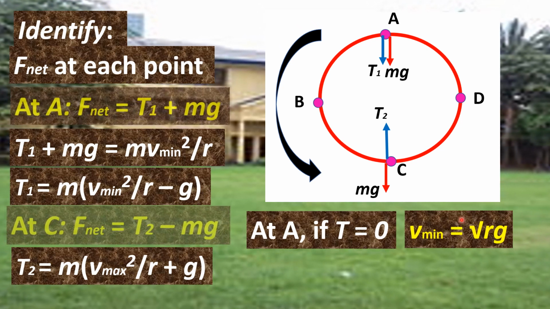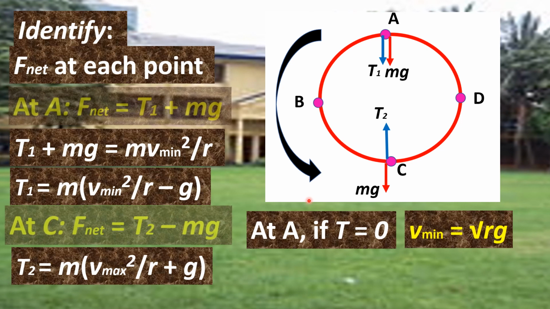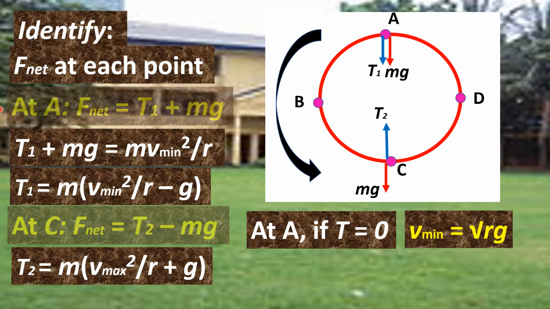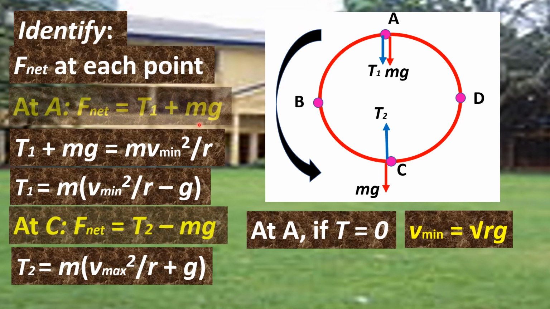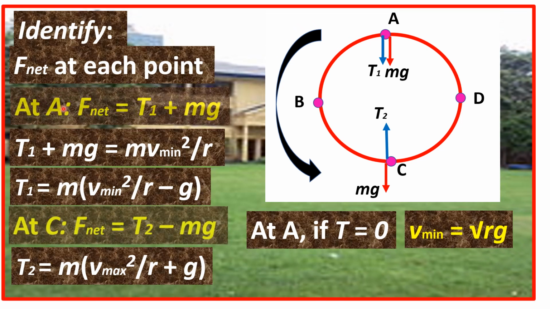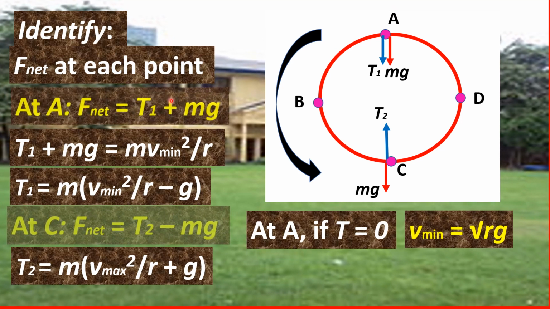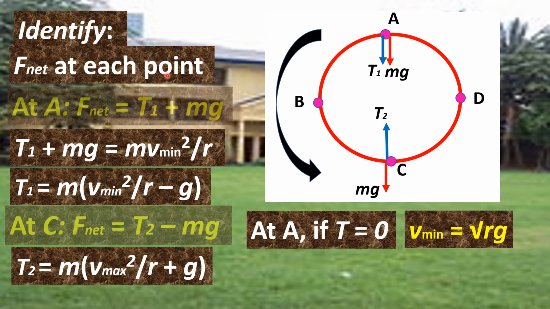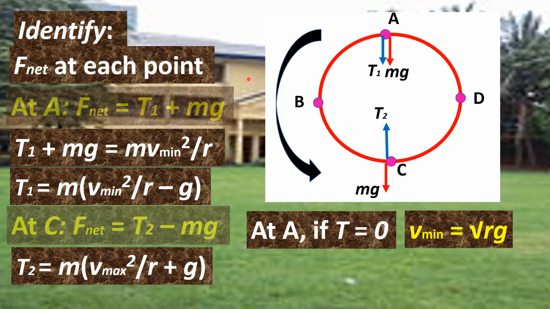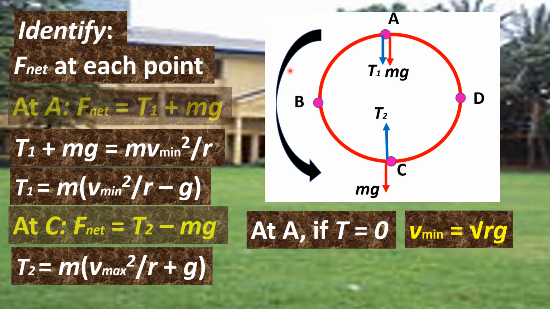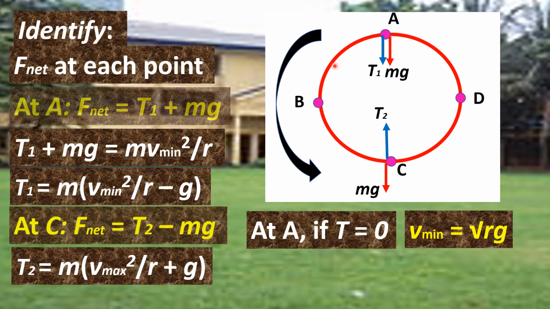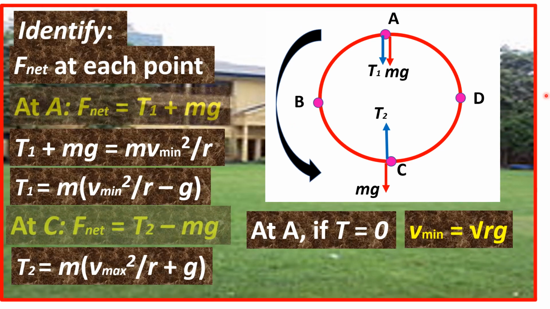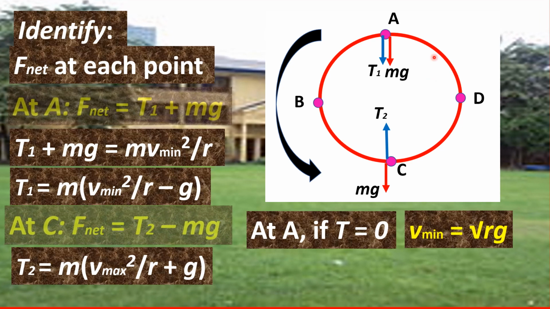All right. This is the result of deriving the formula for finding T sub 1, this equation over here, and we let the tension T sub 1 be equal to 0. So that makes m v minimum squared over r, okay, be equal to mg. All right. Then isolating for v minimum, this is what we get. What does this mean? All right.